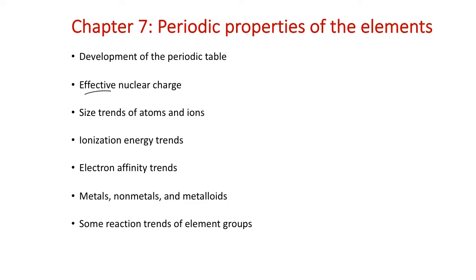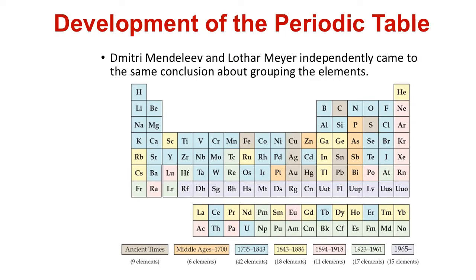We'll see also there's a bit of a trend to the energy associated with absorbing an electron into the electron cloud of a particular element. And then we'll also discuss some properties of metals, nonmetals, and metalloids to get some of the left versus middle versus right properties of the periodic table, and then also discuss some reaction trends as we get towards the end of the chapter. So let's first start by discussing the periodic table.